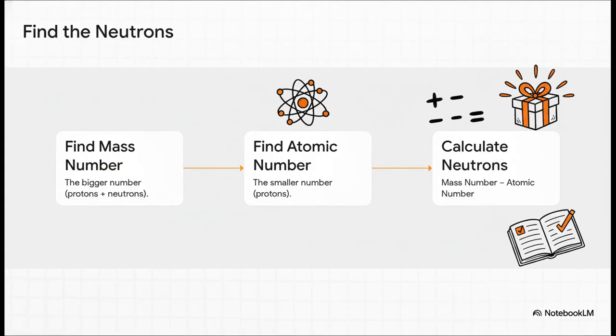And hey, want to know how to grab some really easy marks? Examiners love to ask this. To find out how many neutrons an atom has, you just do a tiny bit of subtraction. Take the big number, the mass number, and subtract the small number, the atomic number. The answer is your number of neutrons. It's basically a free point. It's a gift. Don't leave it behind.